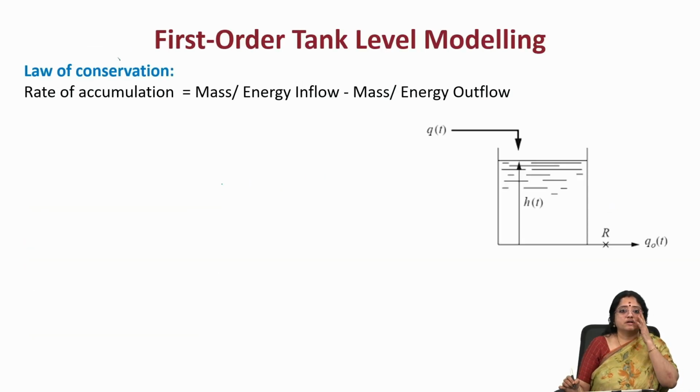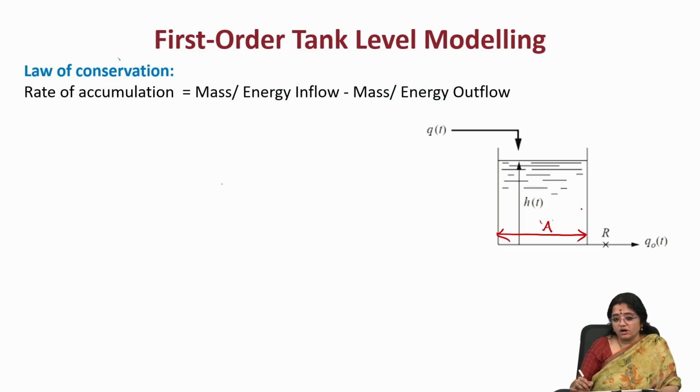Moving on, let us start with a simple example: how to build a mathematical model for a first order tank level system. Here we can observe a rectangular tank, or we can assume it is a rectangular or a cylindrical tank, where the area of cross section of the liquid at any given height is a constant A, and there is an inflow Q of t and an outflow Q naught of t. Both are functions of time, and H of t is the height of the liquid in the tank, which is varying with respect to time.